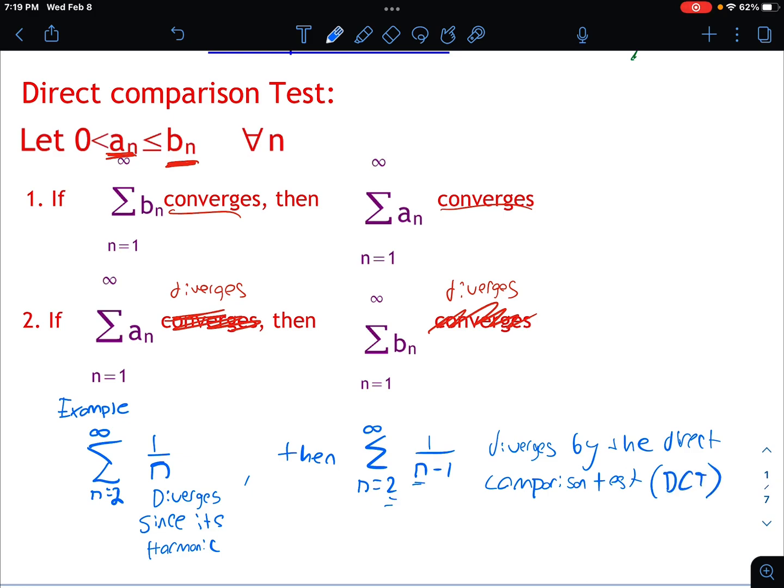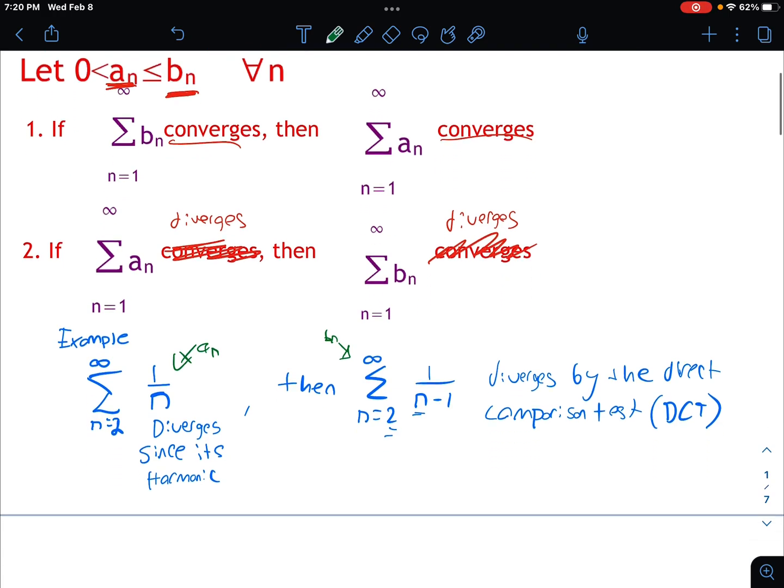Now, why does this work? Well, we're looking at 1 over n minus 1. We don't know if it diverges or converges at this point. We can try to apply the integral test to it, or any of the other tests, or we can compare it to something, because it looks very similar to 1 over n. There's just this minus 1. And what do we know about 1 over n? We know it diverges. So we're going to let this be a sub n, and this be b sub n.